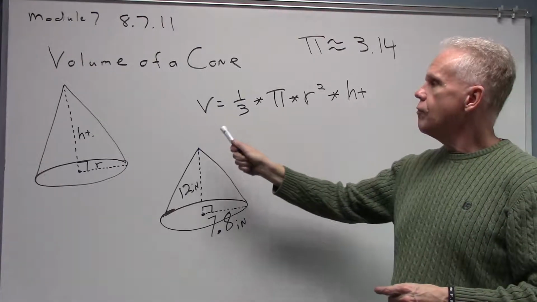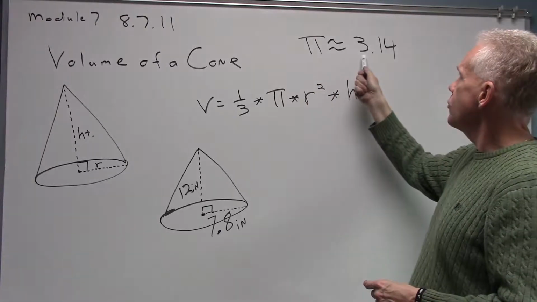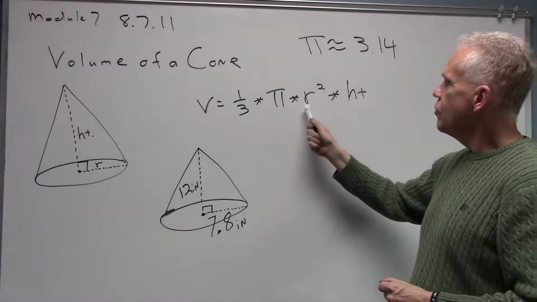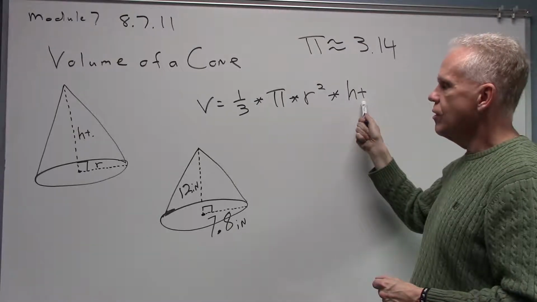So the volume of a cone formula is 1/3 times pi. Now remember, pi is approximately 3.14. That's the value we'll use there. Times the radius squared, that'll be radius times radius, times the height.